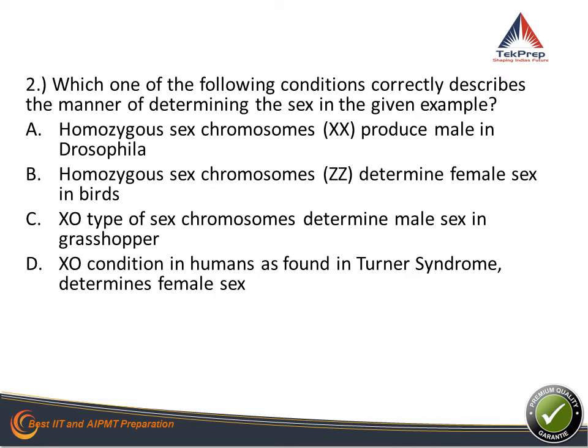There are four different examples given here, and we have to be very sure of how the sex of an offspring is determined in terms of chromosomes. Let's look at the last one, which says XO condition in humans as found in Turner syndrome determines the female sex. Well, we know that the sex in humans is determined by whether it is XY or XX. Let's look a little bit more. Let's see what Turner syndrome has to do with us.